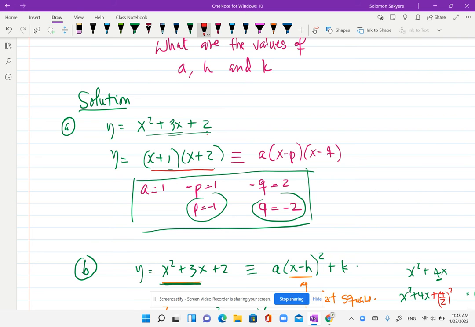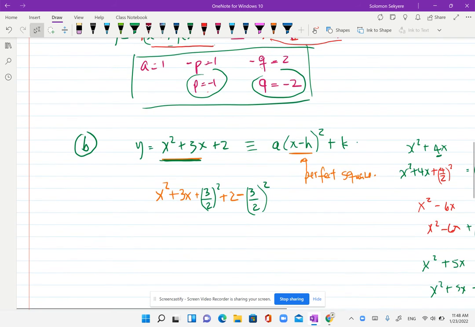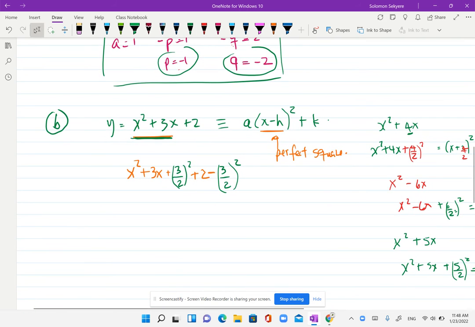And then if we compare it to this function that we've been given, a equals 1. See, there's nothing here. It's 1. A equals 1. And then this negative p equals 1. That means p equals negative 1. And then this negative q equals 2. That means q equals negative 2. We're done. That's easy.